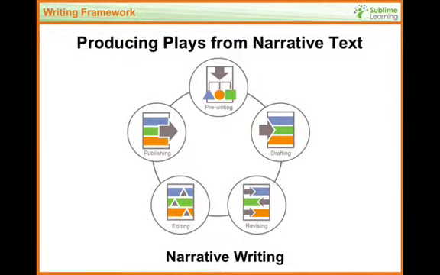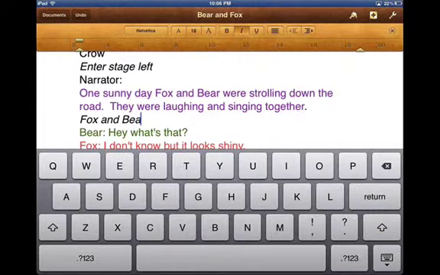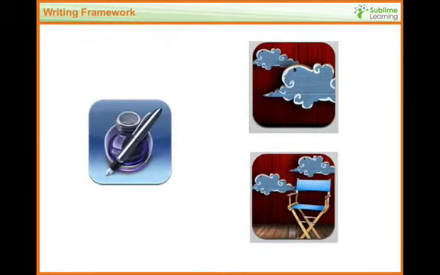This eTeachable is part of a series on writing a narrative piece. In this video, we will explore the publishing stage of the writing process. Students create a fable skit in Pages and then produce it using Puppet Pal's Director's Pass.